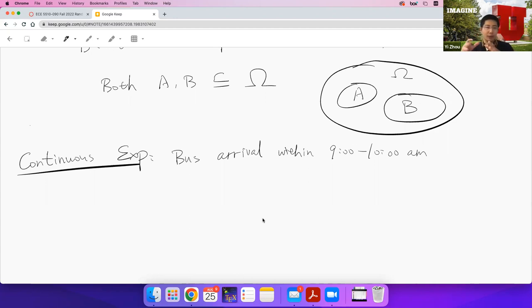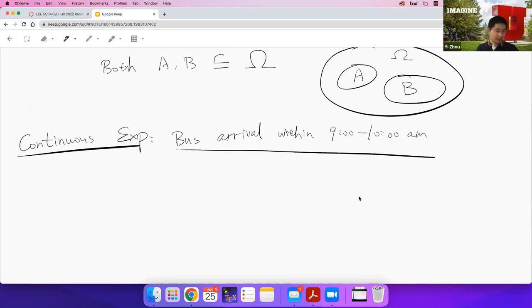So within this period of time, the bus can arrive, maybe uniformly at random, maybe following other distributions, but let's just consider this experiment. The first question is, what are the possible outcomes of this random experiment? Any ideas? Yes, the bus can arrive at any time between 9 and 10. So all the outcomes is the set of all the times between 9 and 10.